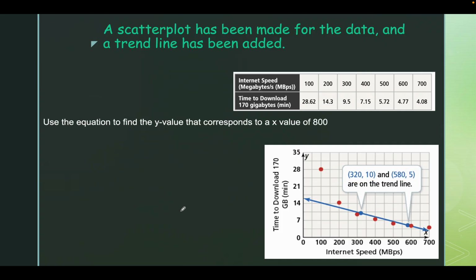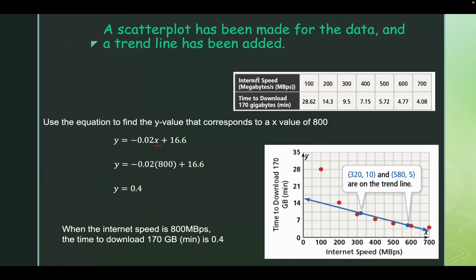Use the equation to find the y value that corresponds to an x value of 800. So this is our equation we just solved for. y equals negative 0.02x plus 16.6. To find the y value with an x value of 800, I'm going to replace the x with 800, and we can calculate that out to be 0.4.